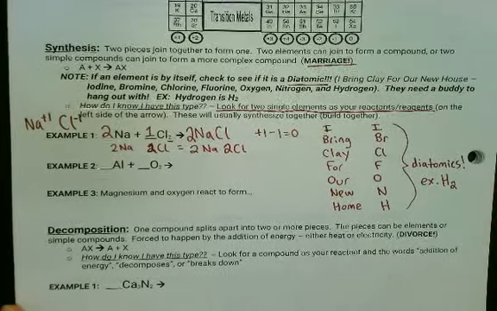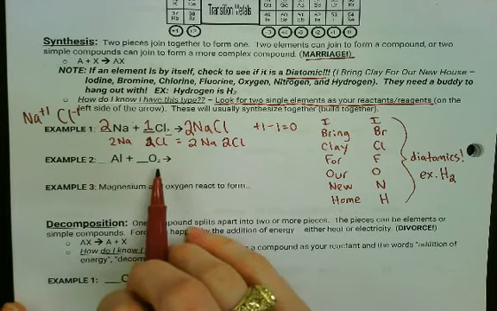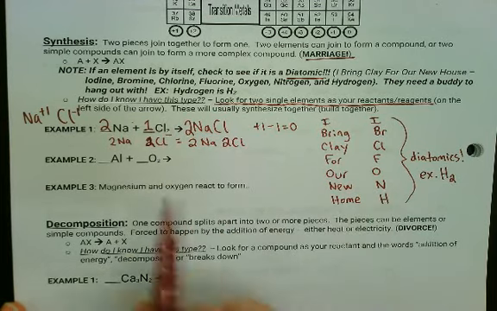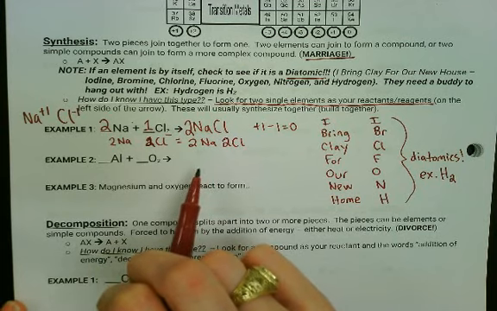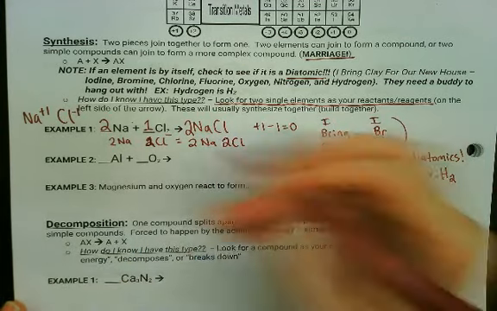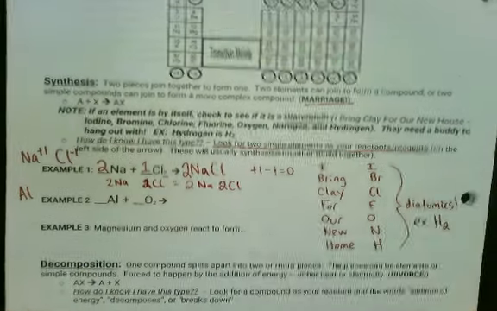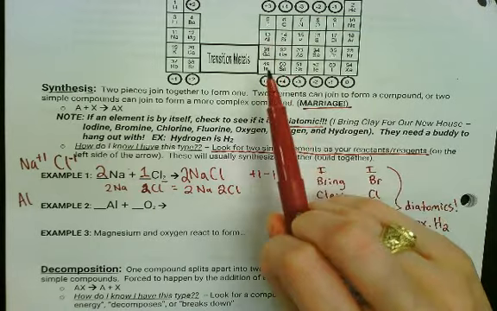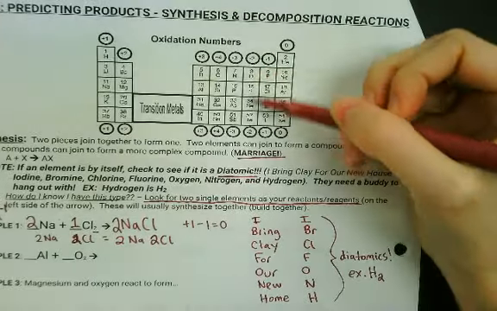So now that we've done example 1, let's go ahead and move on to example 2. We have aluminum and oxygen, again another diatomic, and we want to figure out what this is going to produce, synthesize. So I have aluminum, which has a +3 charge, if I look at my table of oxidation numbers, and oxygen, which has a -2 charge.